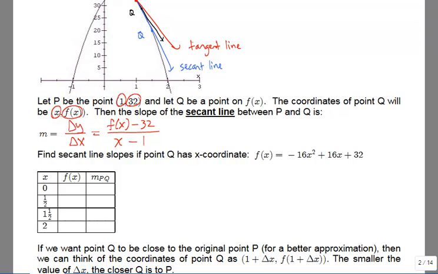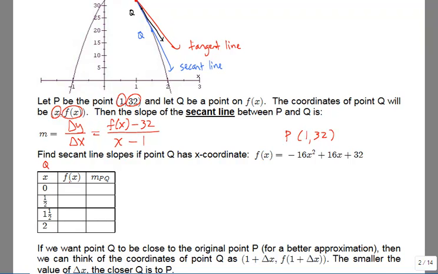Now remember, we're trying to pick our Q's close to point P, and point P is at (1, 32), so the x value is 1. So if we're going to pick Q's close to P, then we should let the x value of point Q be something close to 1. So here I'm going to let the x value of point Q be 0, and then I'm going to let it be a half, and then 1.5, and 2. So those are all fairly close to 1. Okay? So these are the x values of point Q.